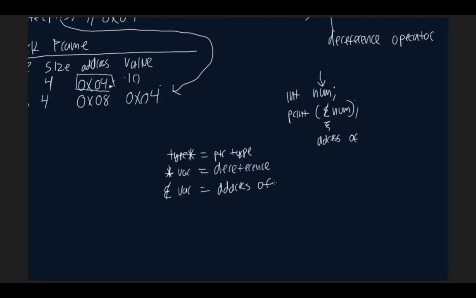And Ray Lewis got it right. Thus, int pointer equals address of num. Because the address of actually converts the type of the variable into the corresponding pointer type.